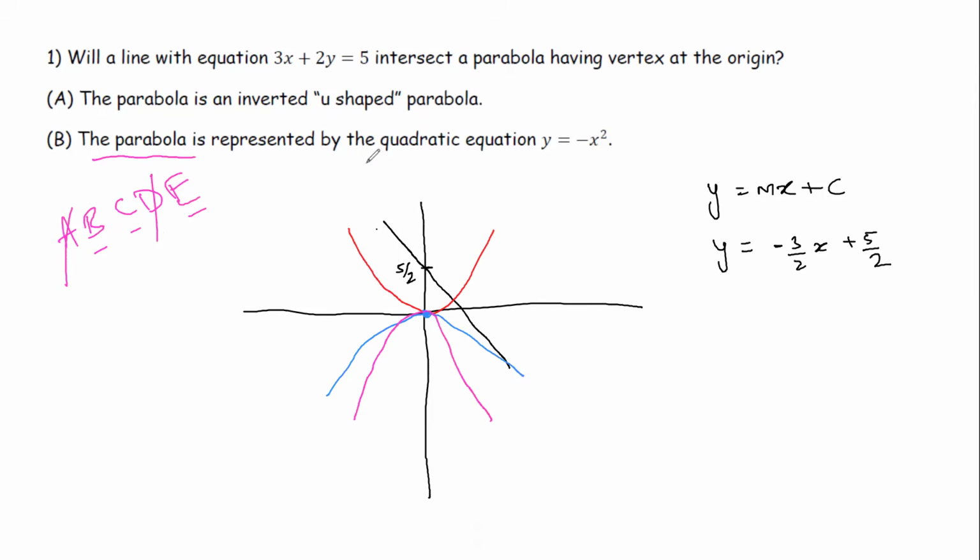Statement B: the parabola is represented by the quadratic equation y equal to minus x square. So now we know that it is y equal to negative x square. Then it is either the blue or the pink, not the red. All right. So how do we figure it out? All we have to do is look for any common point of intersection. So as you can see, this black line is y equals minus 3 by 2 x plus 5 by 2.